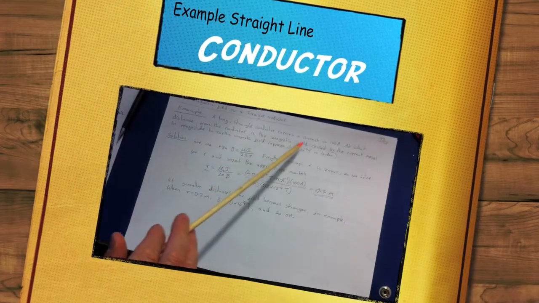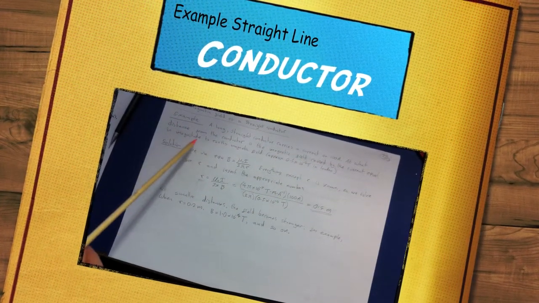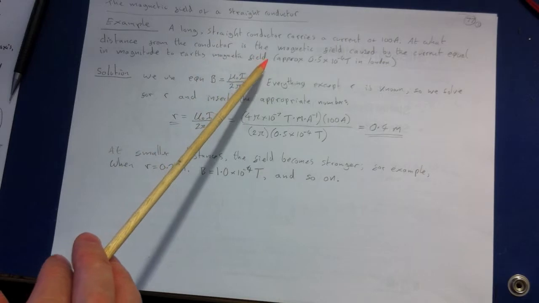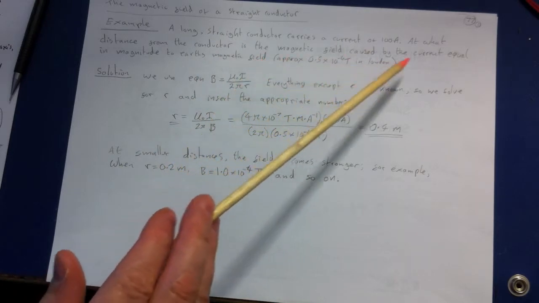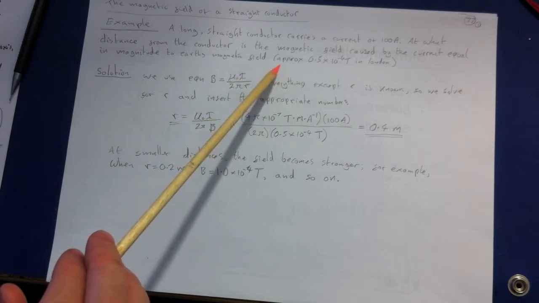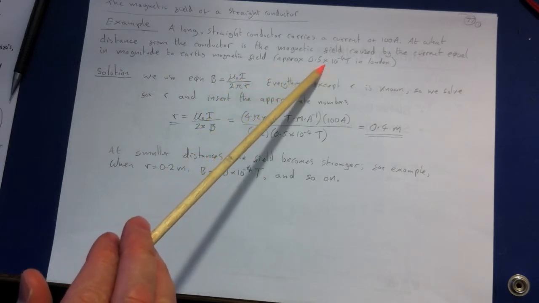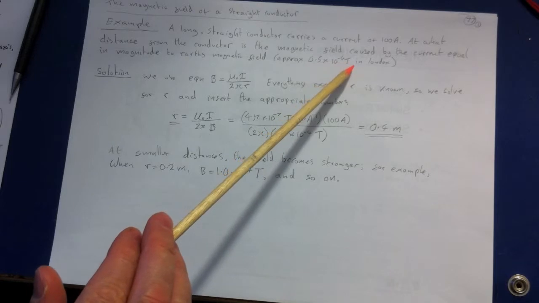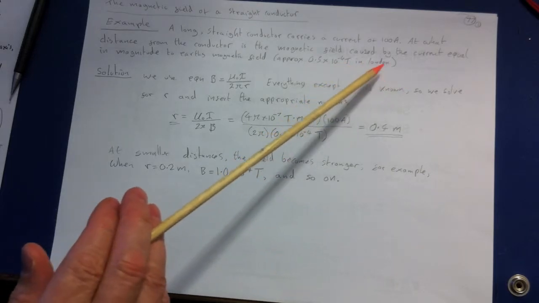A long straight conductor carries a current of 100 amps. At what distance from the conductor is the magnetic field caused by the current equal in magnitude to the Earth's magnetic field? The Earth's magnetic field is approximately 0.5 times 10 to the minus 4 Teslas in London.